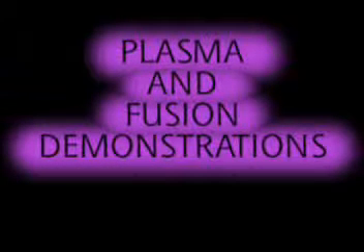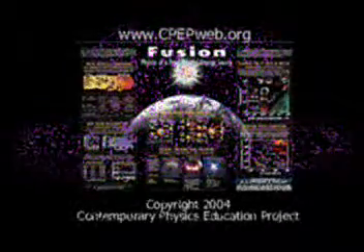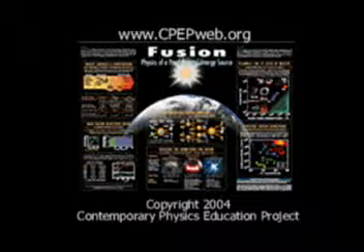Plasma and fusion demonstrations. Part of a series of activities in plasma fusion physics to accompany the Contemporary Physics Education Project chart, Fusion, Physics of a Fundamental Energy Source.